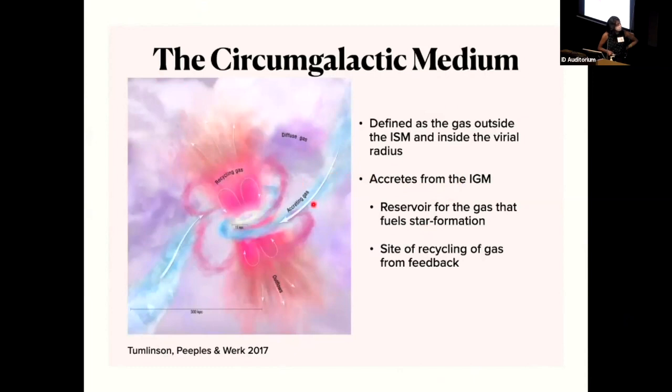The CGM is defined as the gas that lives between the star-forming regions, so the ISM, and the virial radius of the galaxy. The CGM is not the ISM. That's what we call the circumgalactic medium.